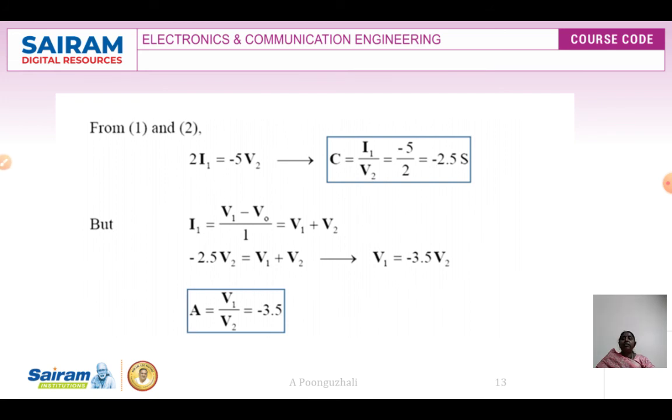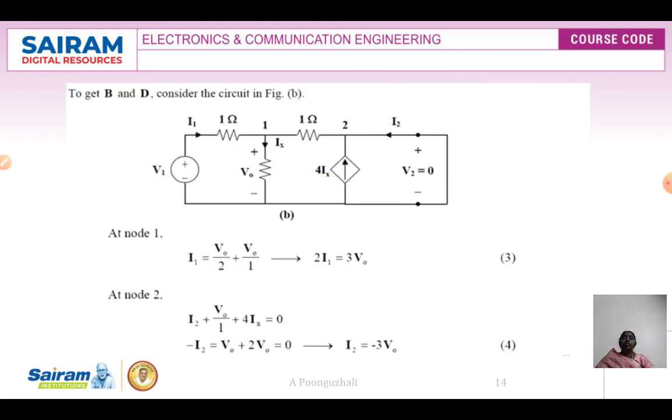From that we can get C. The C value is nothing but I1 by V2, which is minus 5 by 2, minus 2.5 Siemens. So I1 is equal to V1 minus V0 divided by 1, that is V1 plus V2. So your A value is going to be minus 3.5.